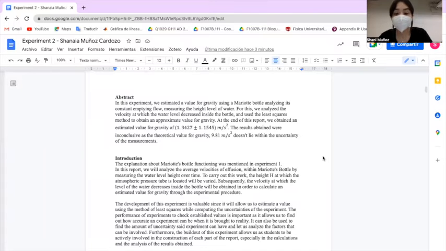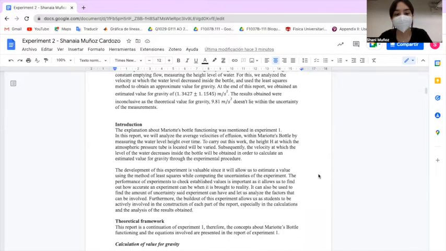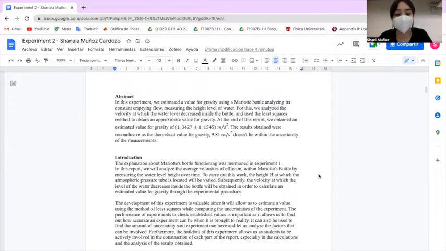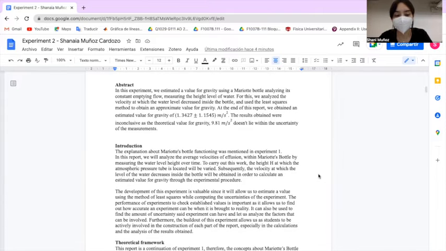In this experiment, we estimated a value for gravity using a Marriott bottle, analyzing its constant emptying flow, measuring the height of water. For this, we analyzed the velocity at which the water level decreased inside the bottle and used the least squares method to obtain an approximate value for gravity. At the end of this report, we obtain an estimated value for gravity of 1.3427 plus minus 1.1545 meters per second squared. The results obtained were inconclusive as the theoretical value for gravity, 9.81 meters per second squared, doesn't lie within the uncertainty of the measurement.